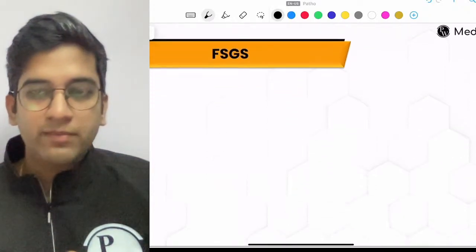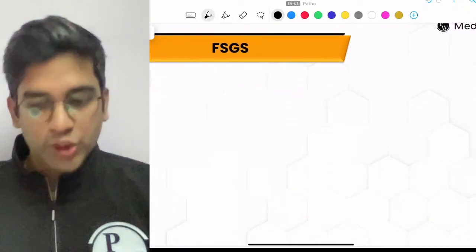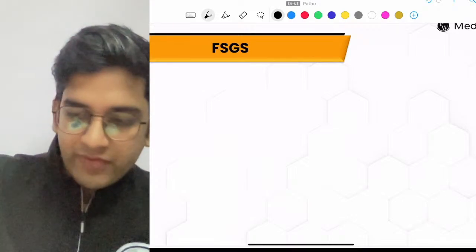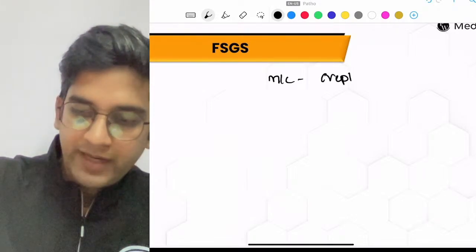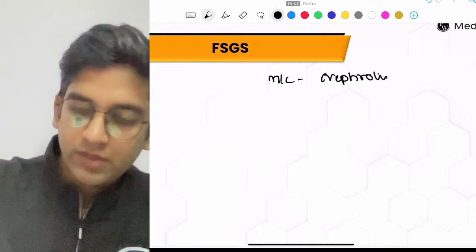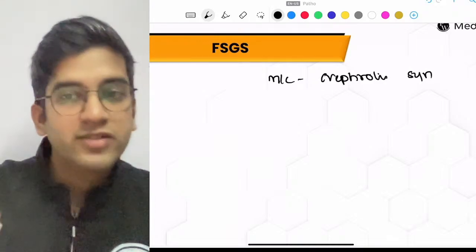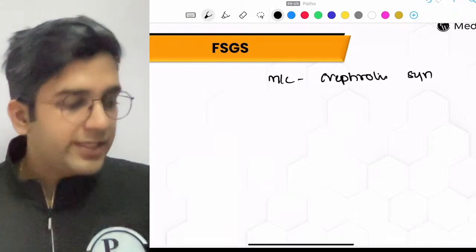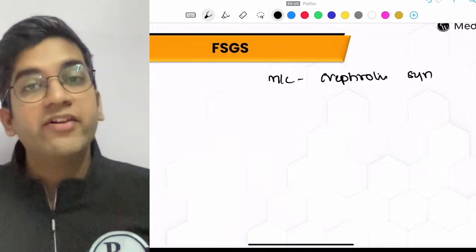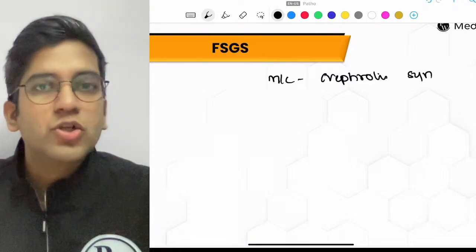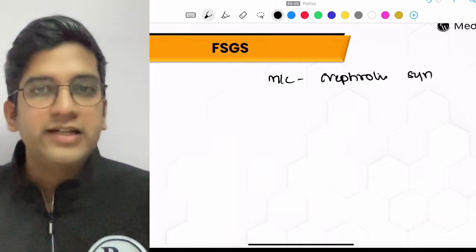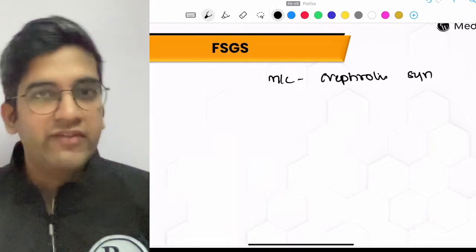Now let's go to the second complication, which is FSGS. FSGS, we already saw, is the most common cause of nephrotic syndrome in adults. FSGS is the most common cause of any CKD. It's not just glomerulonephritis. Even if diabetes causes CKD, microscopy will show sclerosis only, because of chronicity, right? Any chronic kidney disease in microscopy will end up having FSGS, right?